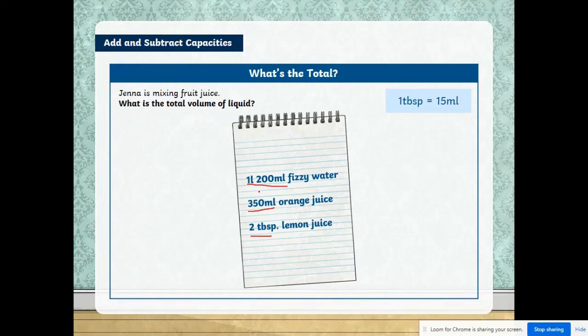Now, here we have in liters and milliliters, but here we have 2 tablespoons. So if you see over here, 1 tablespoon is given as 15 ml. So 2 tablespoons would be 15 ml plus 15 ml, which will give us 30 ml. Or you can simply multiply 15 by 2. You'll get 30 as the answer. Okay, so let's add.